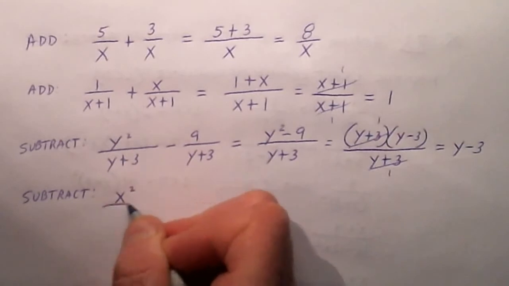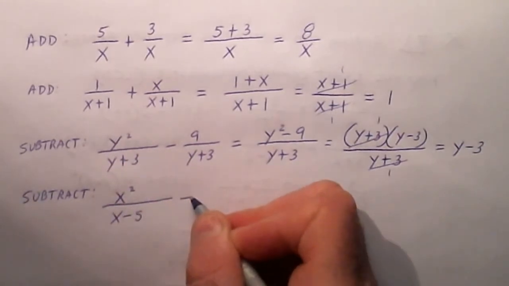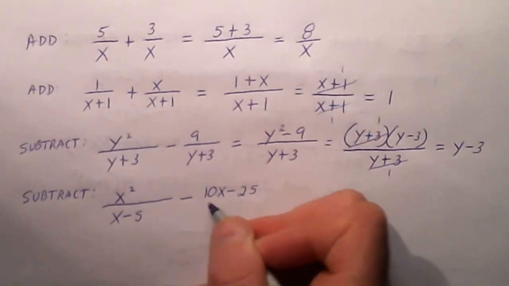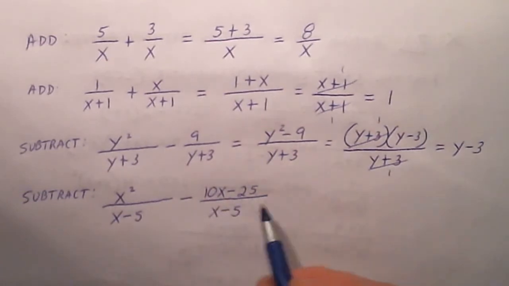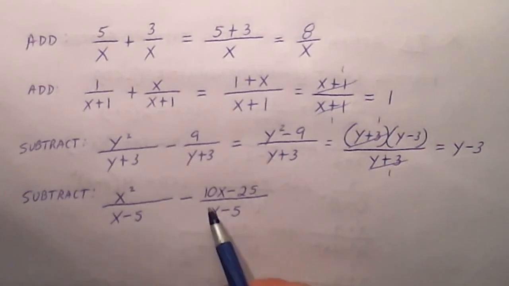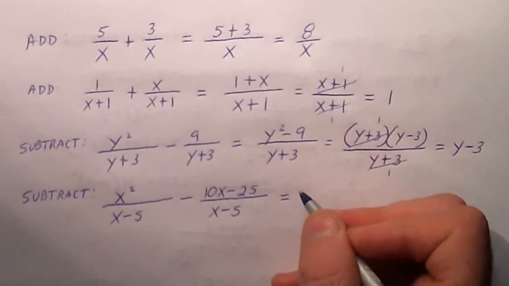Here's another one, x squared over x minus 5, subtract 10x minus 25 over x minus 5. Notice we are being asked to subtract some rational expressions. They do have a common denominator already, so we don't have to worry about that. So we proceed to subtract our numerators.